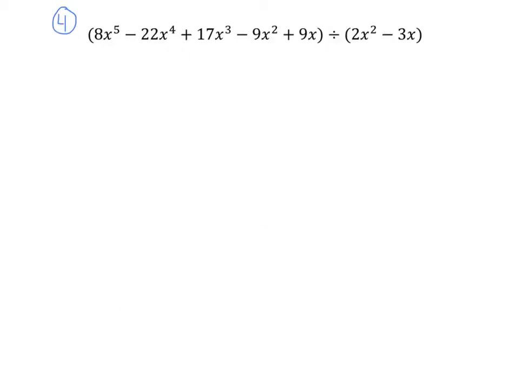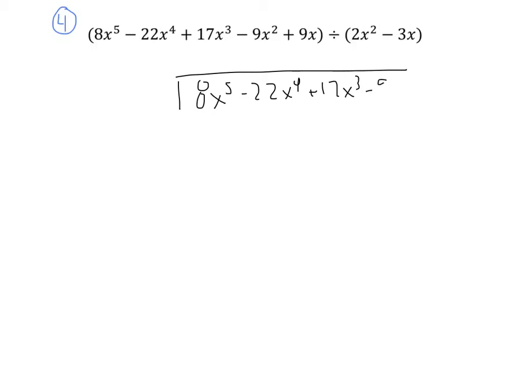All right, let's look at another one. Okay, so we have a bigger one here. 8x to the 5th minus 22x to the 4th plus 17x cubed minus 9x squared plus 9x divided by 2x squared minus 3x. Okay, I'm going to do part of this, and then you're going to do the second part on your own. All right, so let's set this up. All right, so this whole thing divided by 2x squared minus 3x.